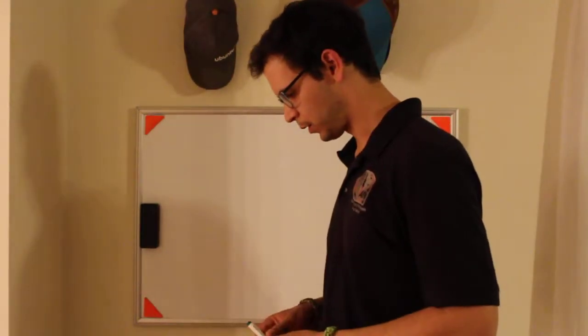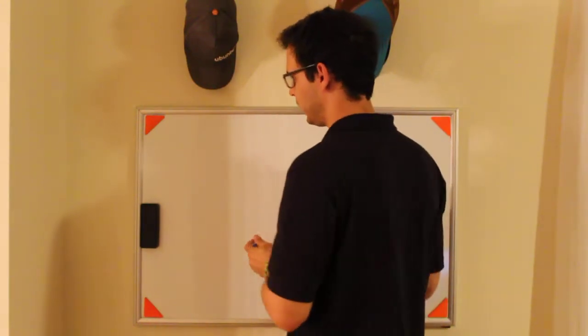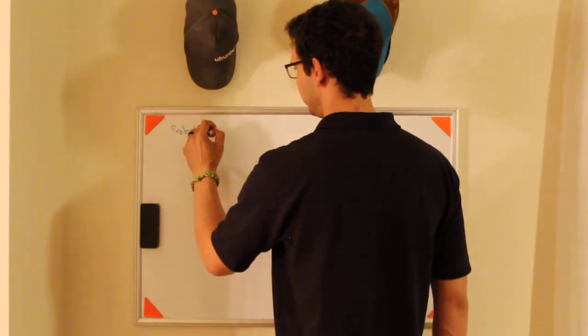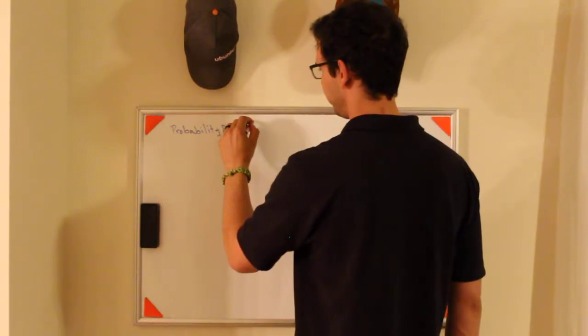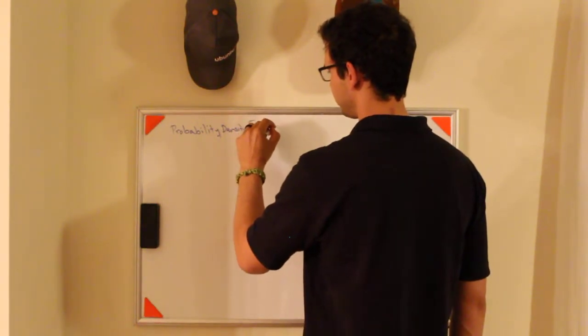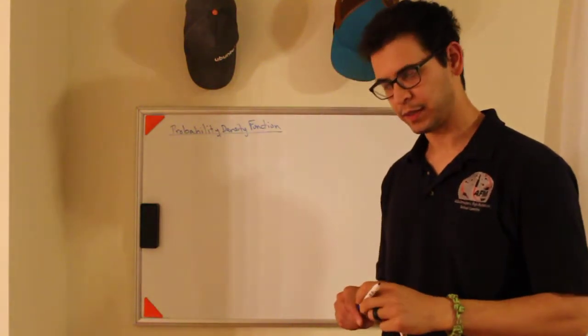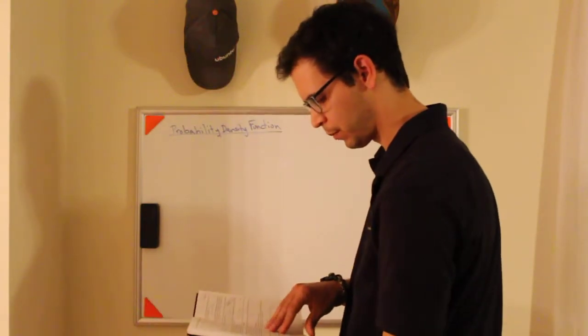Alright, so today we're going to continue statistics. What I want to go over today is called the probability density function. For a discrete variable, sometimes it's called the probability mass function. But basically, I want to give you some terminology about probabilities, right?